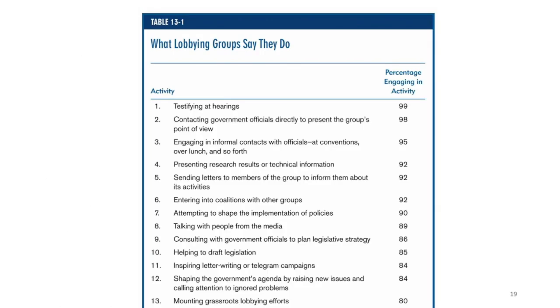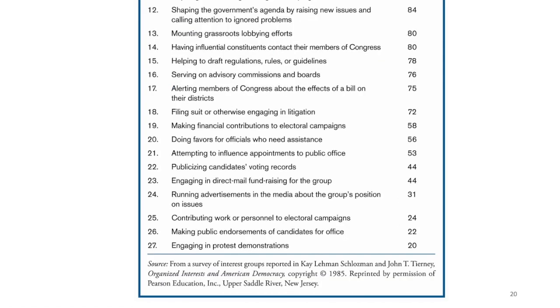Now, we think about lobbying as being a really flashy kind of job. Unfortunately, it's not. You get to wear suits, I think, kind of. But usually what lobbyists do are things like testify at hearings. They present research results, technical information. They send letters to members of the group to tell them about its activities. They meet with other groups that might have overlapping interests. They help draft legislation. So a lot of what they do is really not overly exciting, right?